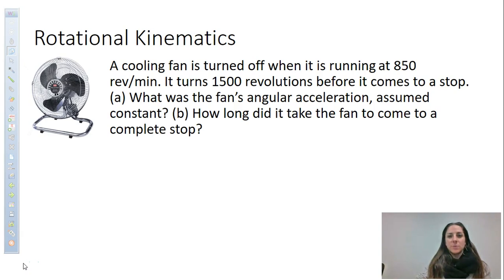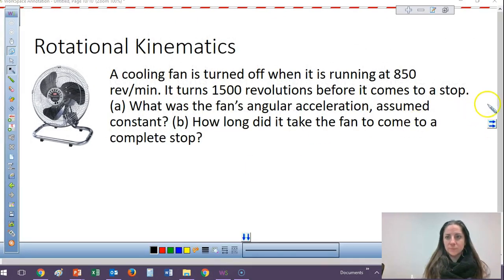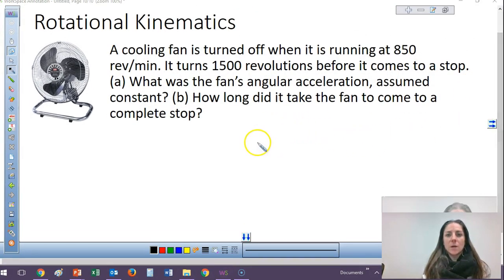So here's a typical problem. This is a fan. A cooling fan is turned off when it's running at 850 revolutions per minute. It's asking for what's the fan's angular acceleration, assuming constant, and how long did it take to come to rest.